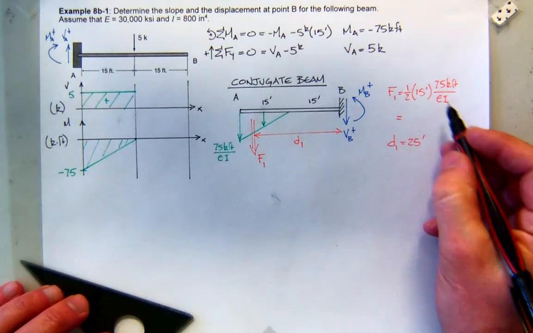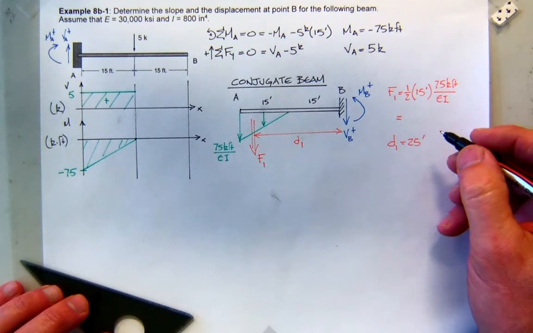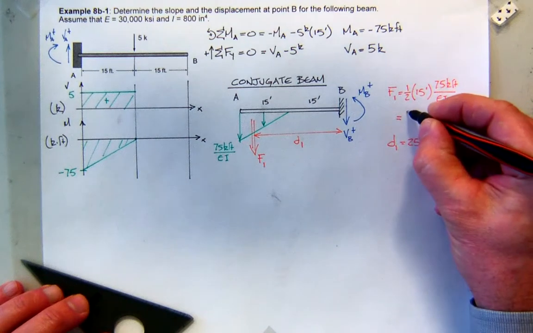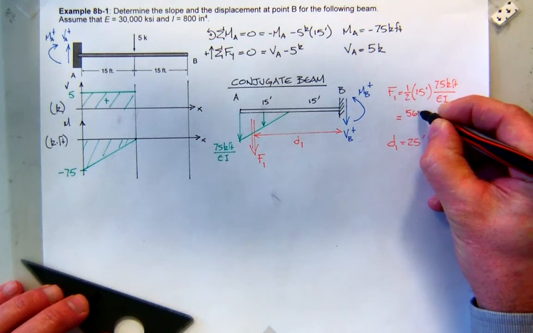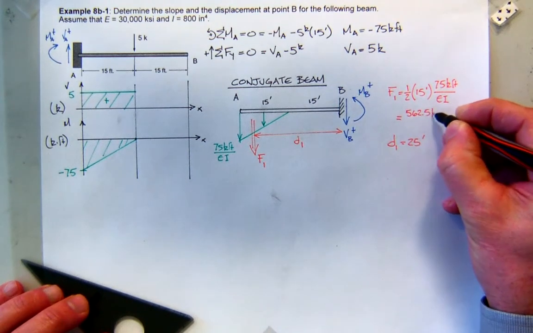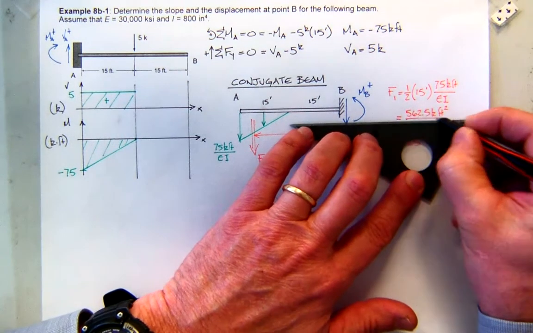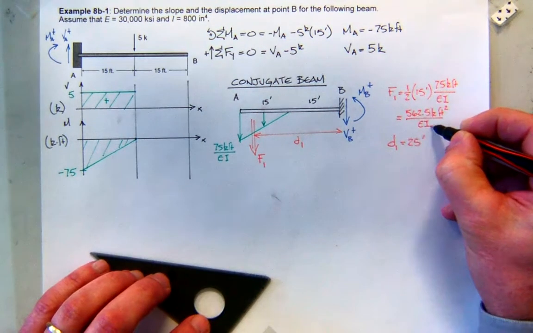Anybody get a value for F1? Nobody? 562.5. Does that sound pretty good? That's probably right. So 562.5, and that's going to be kip feet squared over EI.